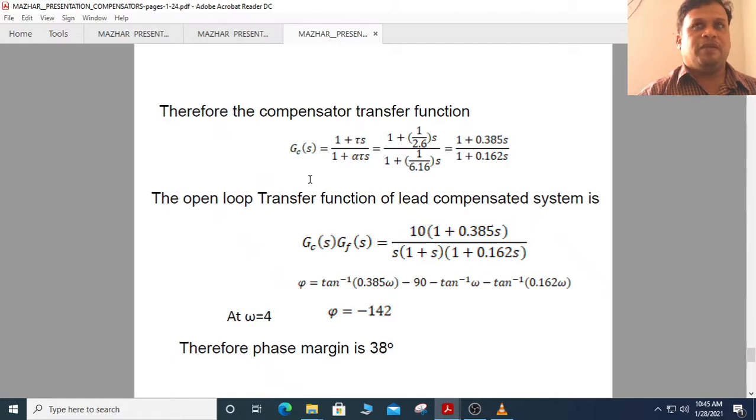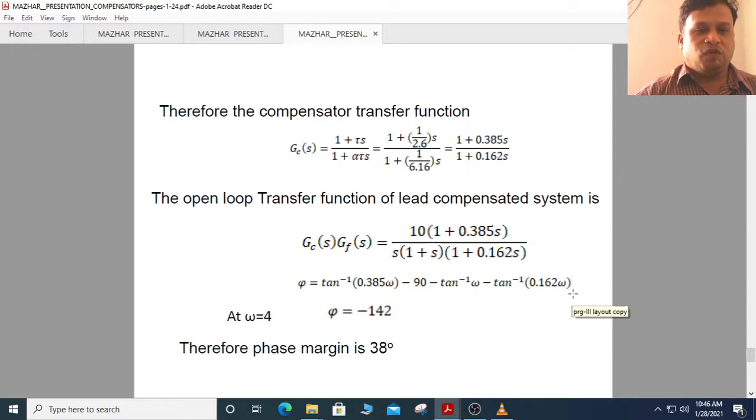So if you combine these two equations, then you get phi is equal to tan inverse of 0.385 omega minus 90 minus tan inverse omega minus tan inverse 0.162 omega. From these values we are going to calculate the phase angle also. The numerator 0.385 is placed here, and 90 degrees is placed here for s, and next is tan inverse omega for this 1 plus s, because it has only one s here, and the other is tan inverse 0.162 omega.